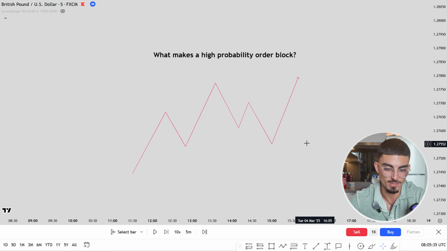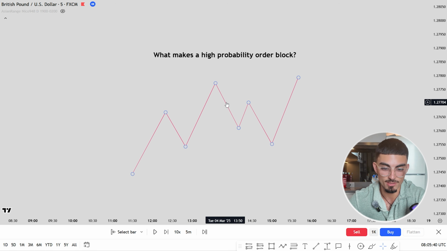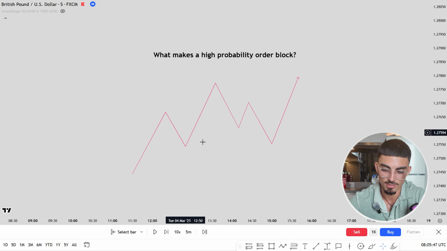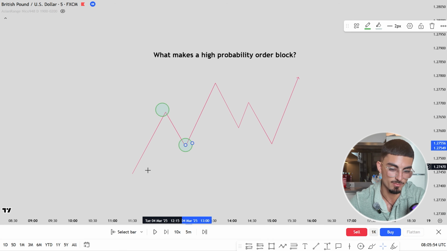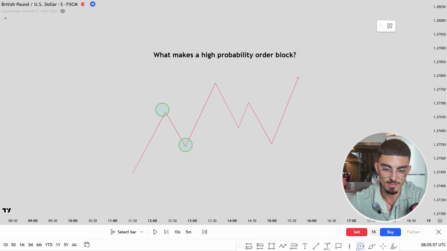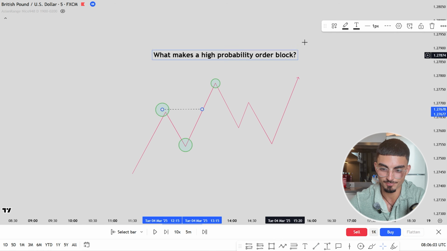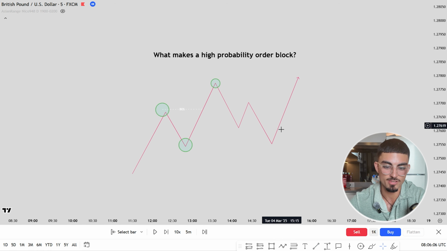For example, as you can see right here, we're clearly trending higher. First of all, let me explain why. The market is trending higher because, as you can see right here, we're forming higher highs and higher lows. There's a higher high right here. There's a higher low right here because this low fails to break past this low down here. We have a higher high again right here, which leaves a break of structure to the upside when we broke past this high like this. And you can see that we are clearly trending higher.